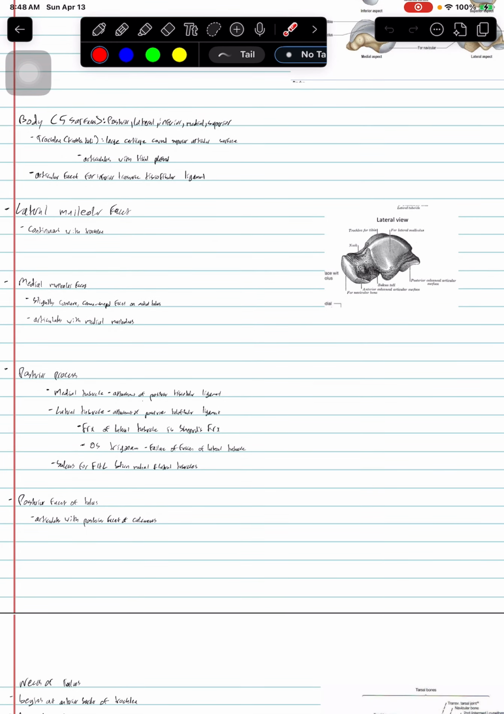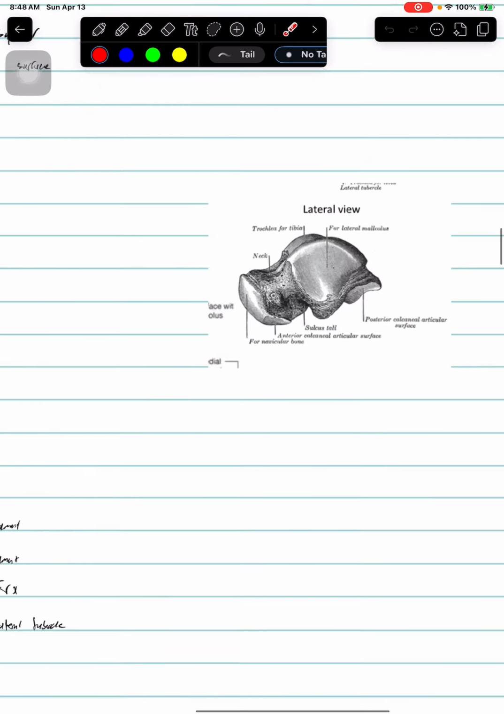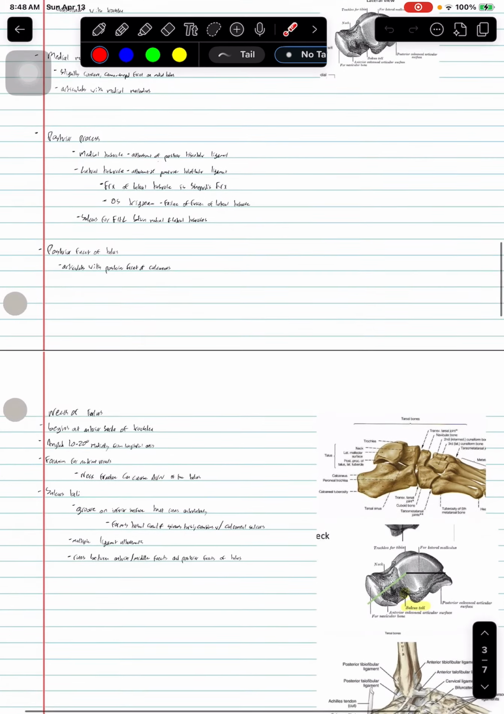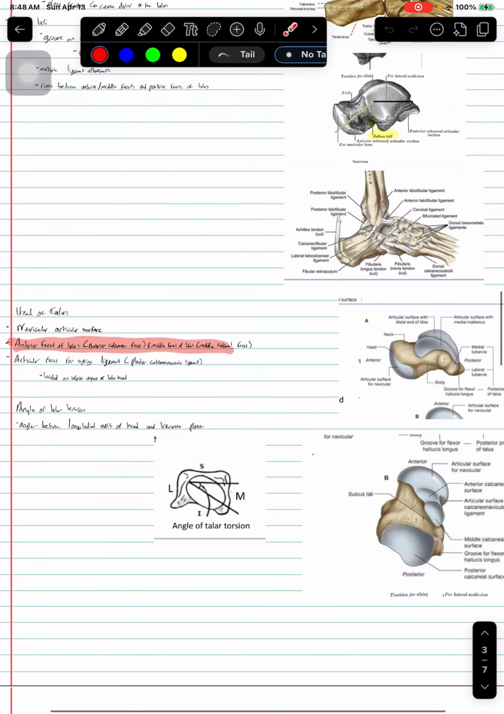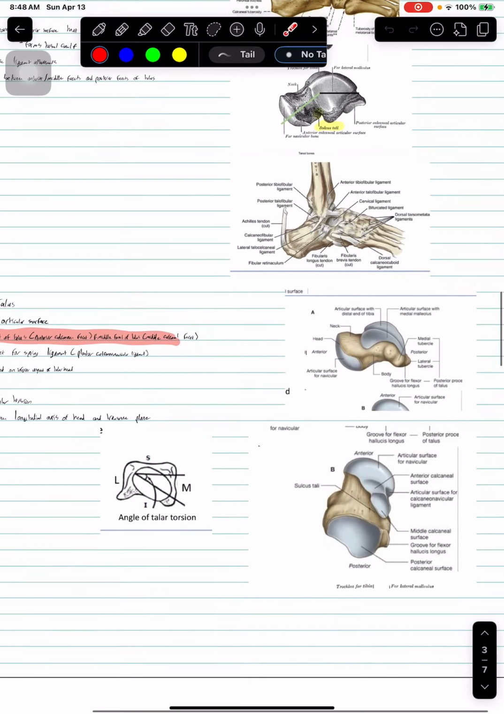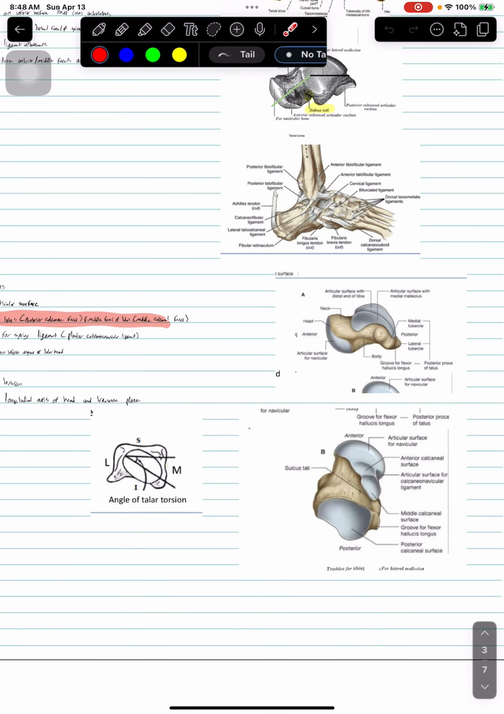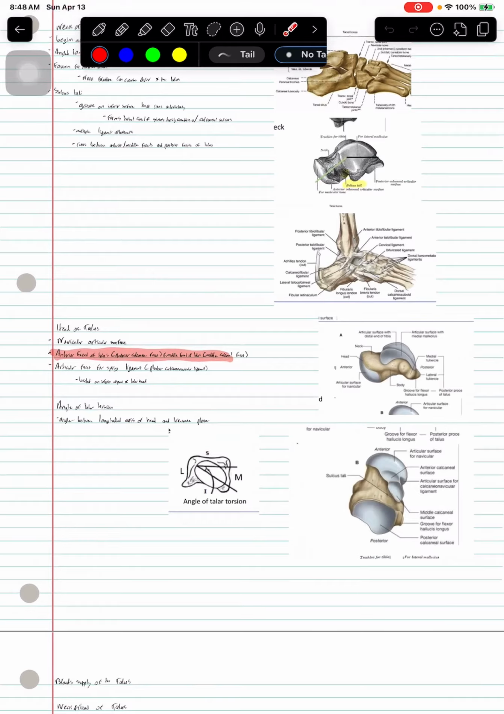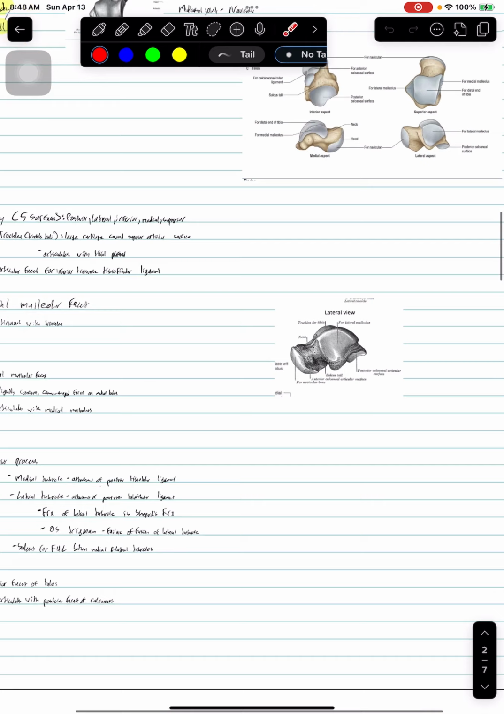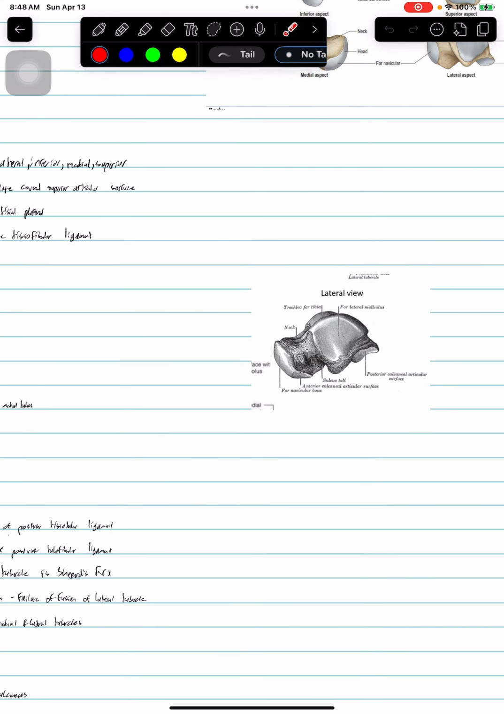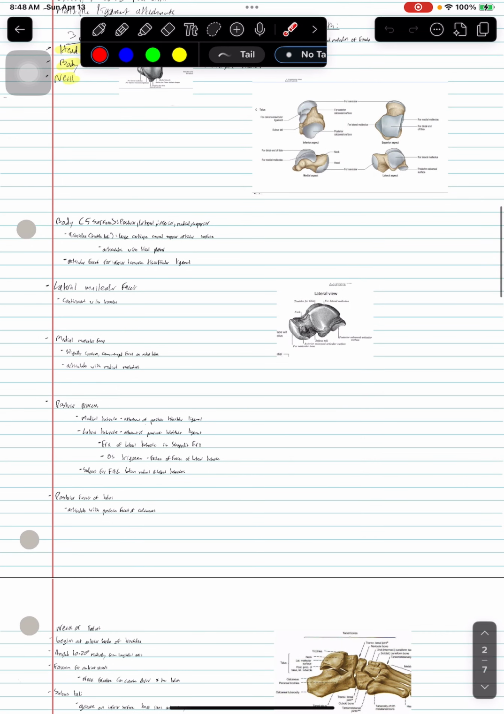The posterior process has two tubercles. Let's see if we can find it here. Maybe another image. Okay, well, we can't find it right now, but there's two processes on the posterior side. You can kind of see one of them here. The medial and lateral tubercle.